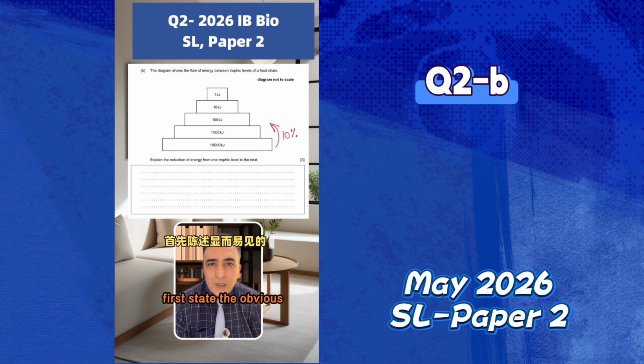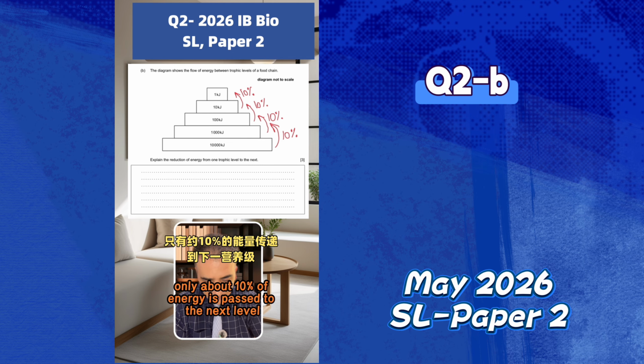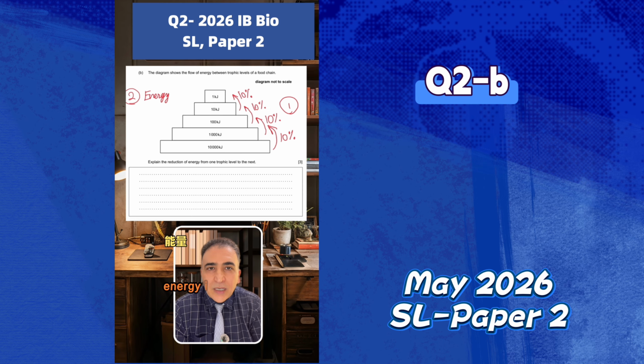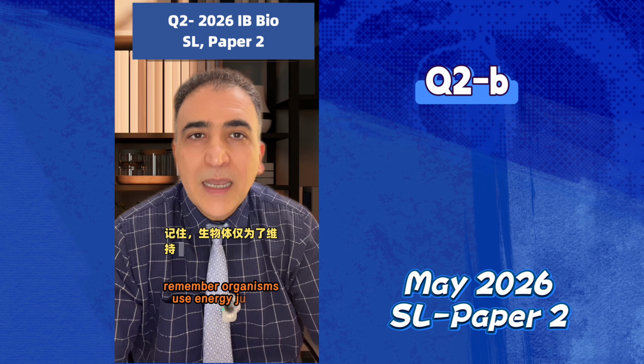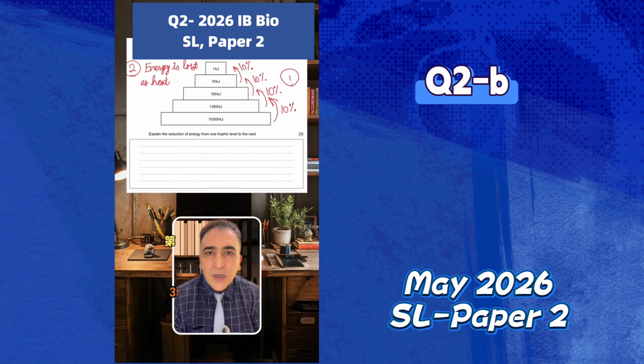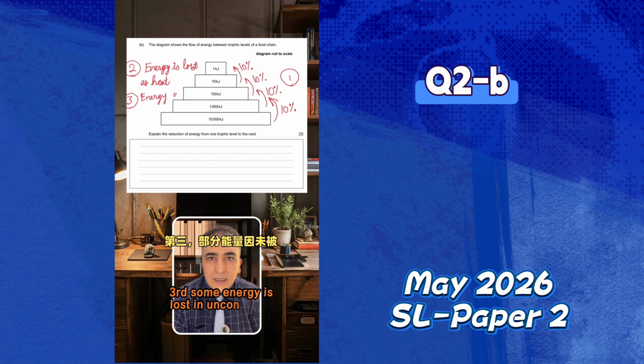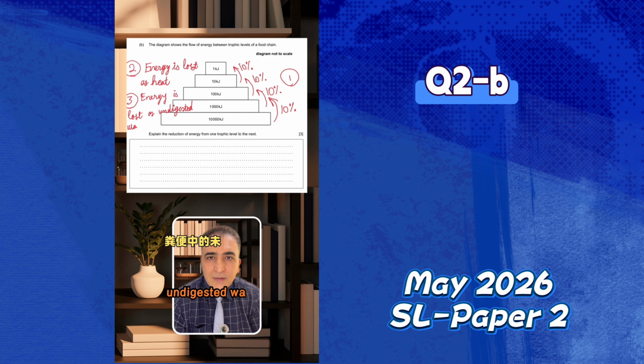First, state the obvious. Only about 10% of energy is passed to the next level. Second, energy is lost as heat during cellular respiration. Remember, organisms use energy just to stay alive. Third, some energy is lost in unconsumed parts like bones or as undigested waste in feces.